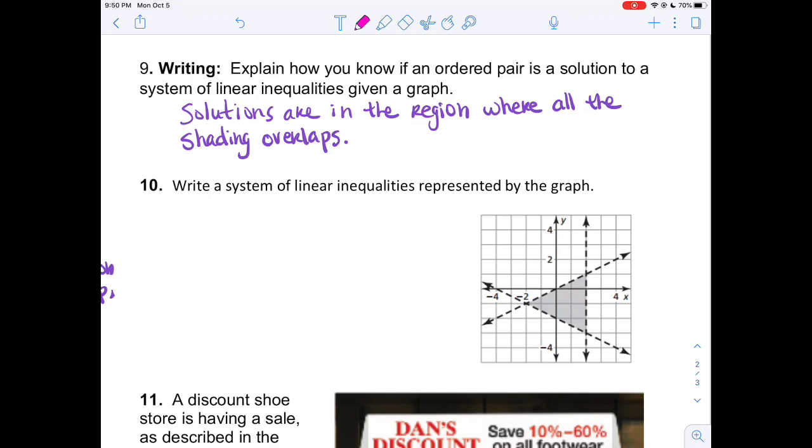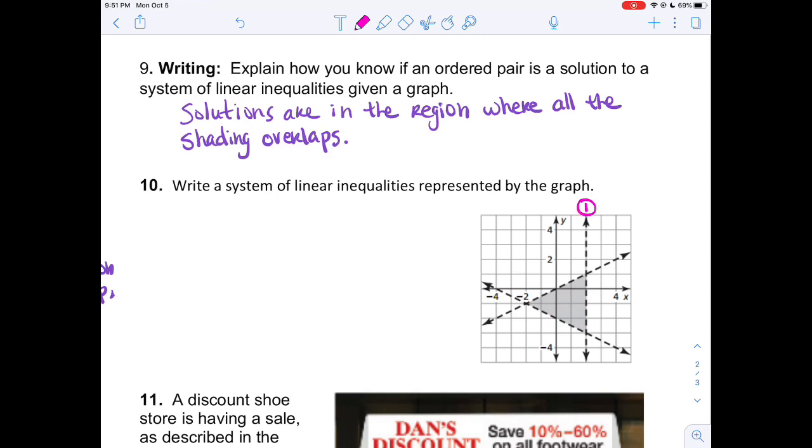For problem number 10, we are going to have to go backwards. We are now given a graph and we're asked to write the system of linear inequalities that is represented. So we are going to have to determine the inequalities that represent each of these lines. Let's go ahead and label one of these as number 1 and we will start working on it.